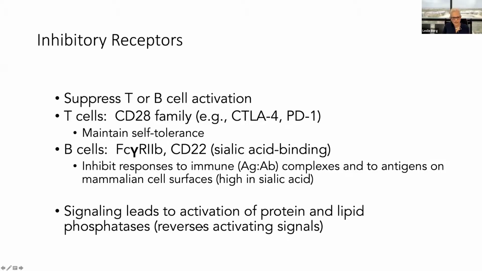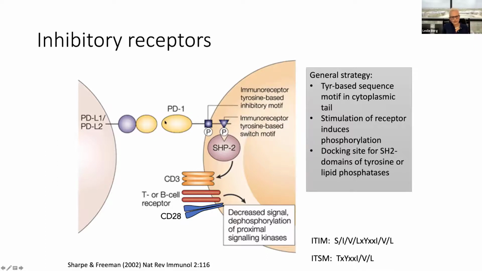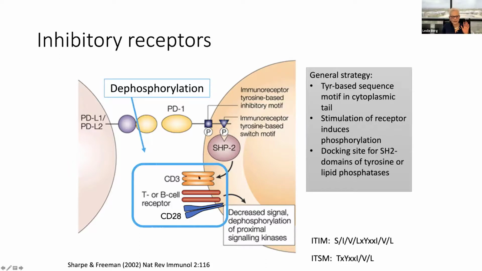So signaling wise, how they do this is by activating either protein or lipid phosphatases, which of course reverse all the kinases that are activated by the antigen receptor. And just as one example, here's PD-1, one of the inhibitory receptors on T cells. When PD-1 is engaged, it leads to phosphorylation of its cytoplasmic tail, which recruits a tyrosine phosphatase called SHP2. That tyrosine phosphatase undoes all the phosphorylation events that are stimulated by engaging the T cell receptor. So it undoes the phosphorylation of CD3, all the other signaling components, and of the co-stimulatory receptor CD28. And so as a result of that, it essentially turns down the response of the T cell.